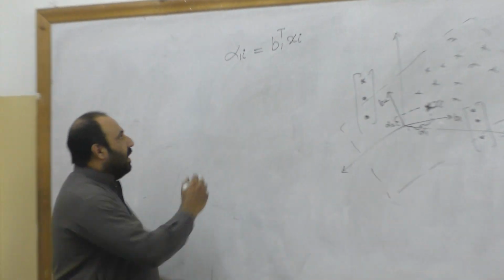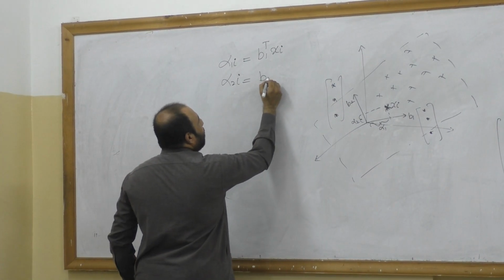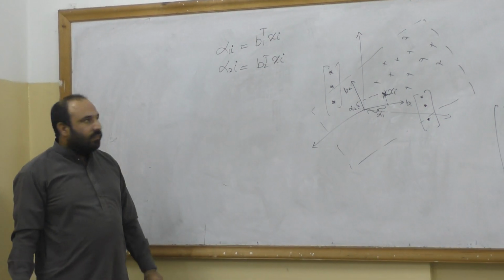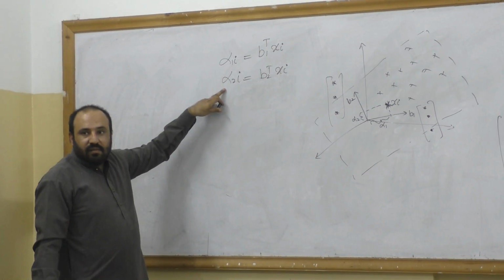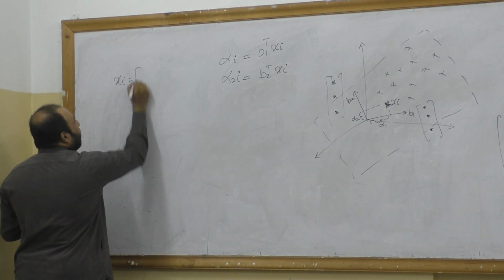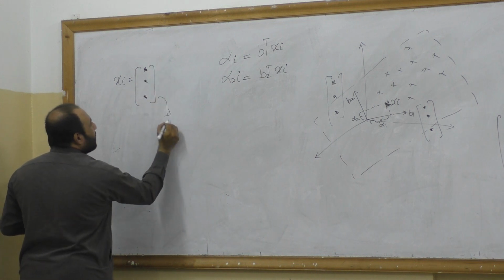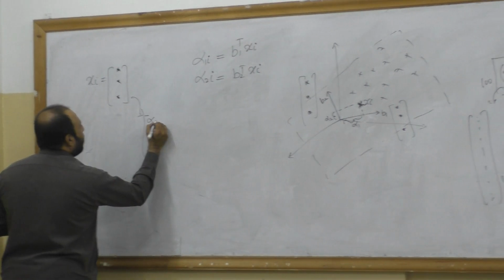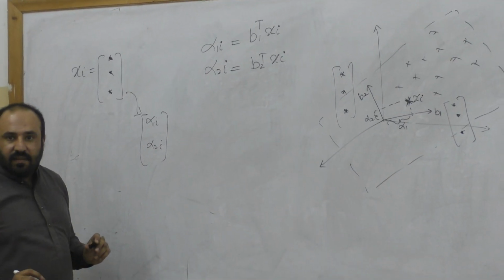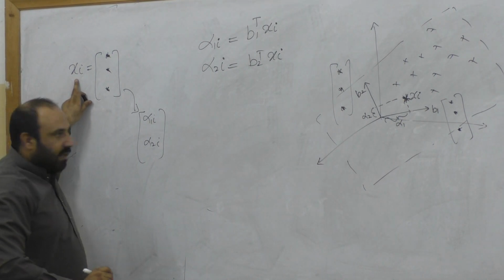Yes. And then we have alpha 2i, which is B2 transpose xi. Make sense? This is a real number, this is a real number. Now, the original xi was having 3 numbers, which now transform to just 2 numbers, alpha 1i, alpha 2i. Make sense? But we can always get our xi back using the following way.